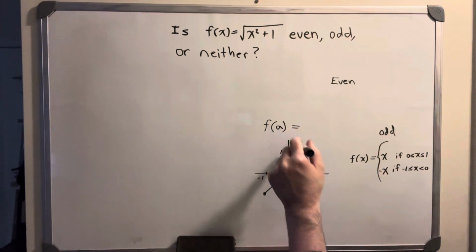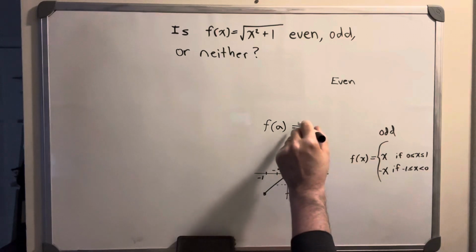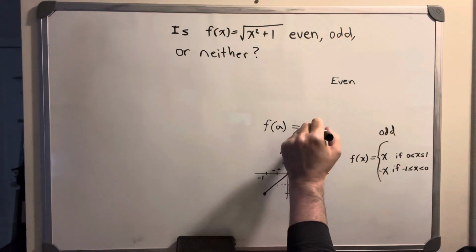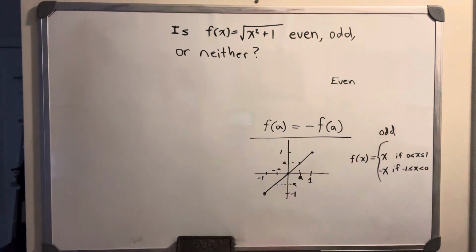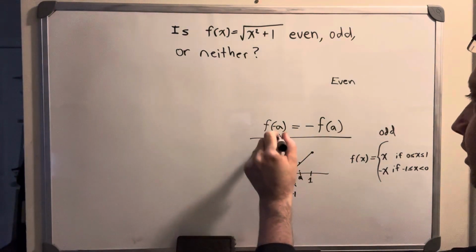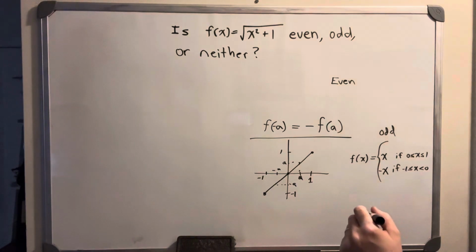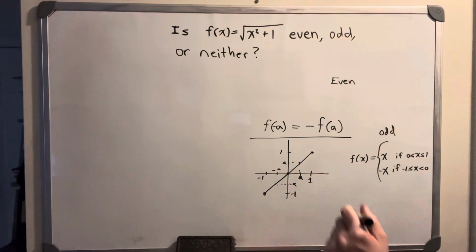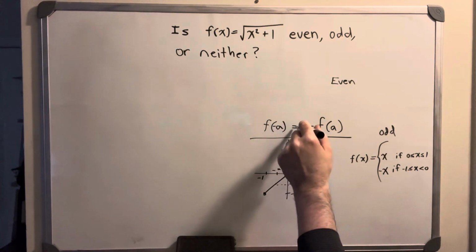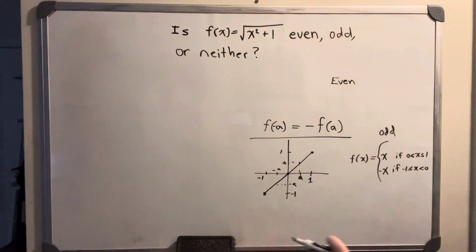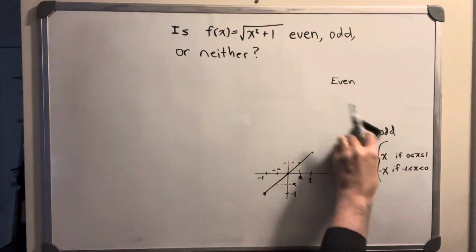Then you would say that this is true for all values of the domain. Can you see what it is? This is a, minus a. This is f of minus a is equal to minus f of a. Here's an example.